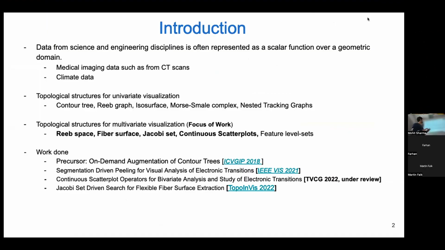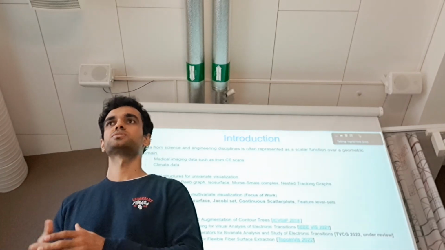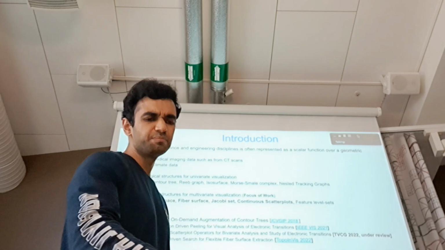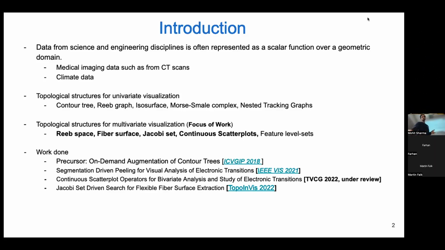We generally get scientific data represented as a scalar function over a given geometric or spatial domain. There are various techniques to visualize it in topology, and some of the structures that are majorly used are Reeb space, fiber surface, Jacobi set, continuous scatter plot, feature level sets. The paper was from Ingrid's group. I majorly have worked on Reeb space, fiber surface, Jacobi set, and continuous scatter plots. The first one is just a univariate precursor work when I started my PhD. Second was a short paper, and its extension we have submitted in TVCG.